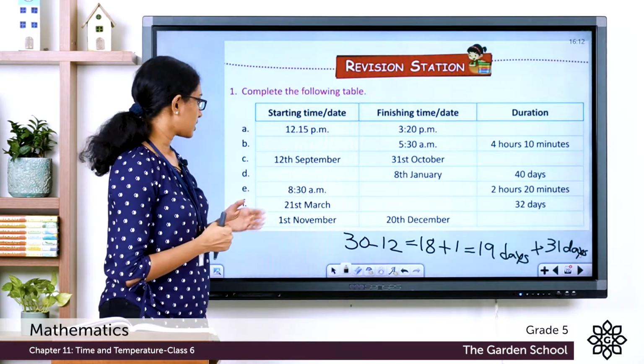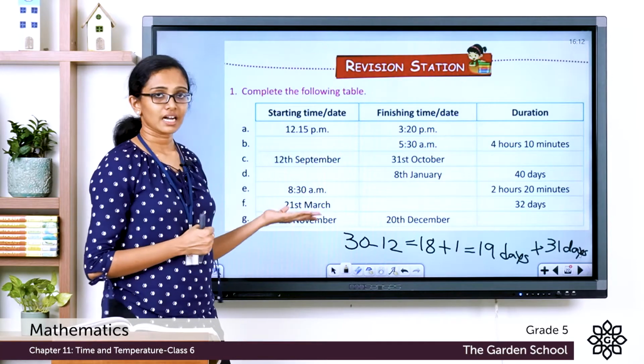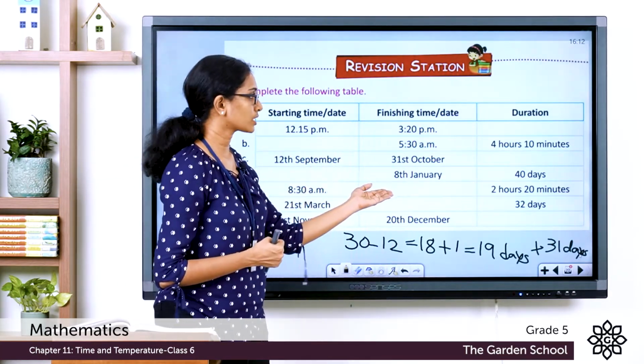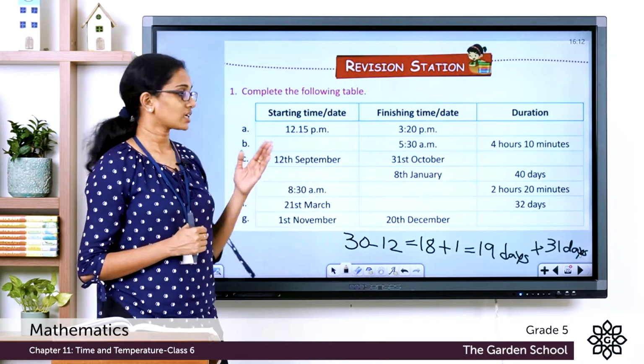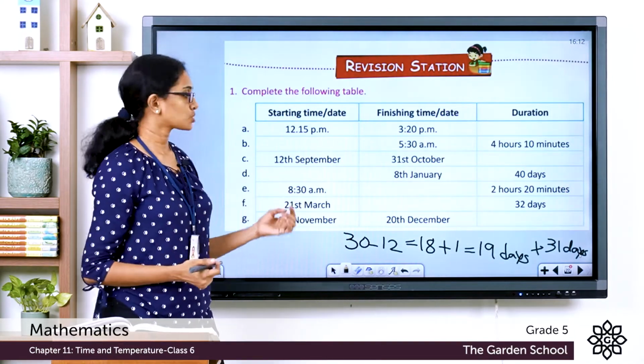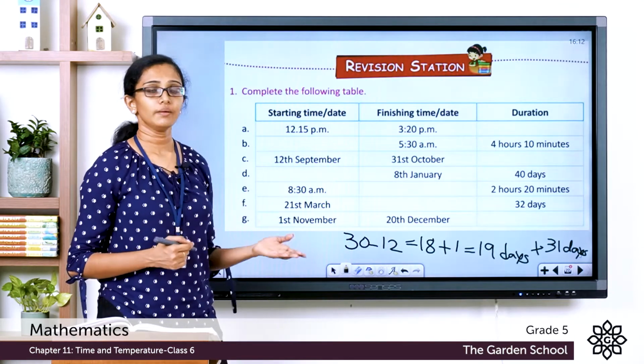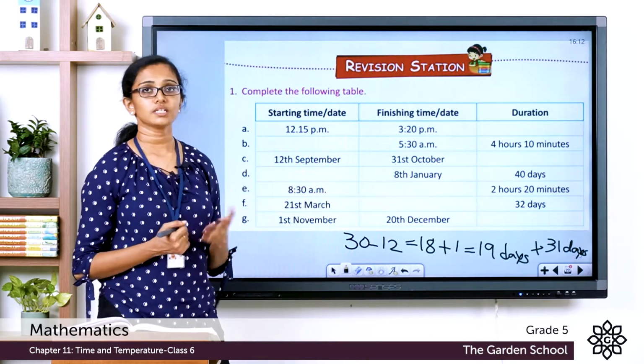Now the next one, 8:30 a.m. is the starting time, the finishing time is not given, but the duration is given as 2 hours 20 minutes. So here you have to add 2 hours 20 minutes to 8:30 a.m. Then you'll get the finishing time.